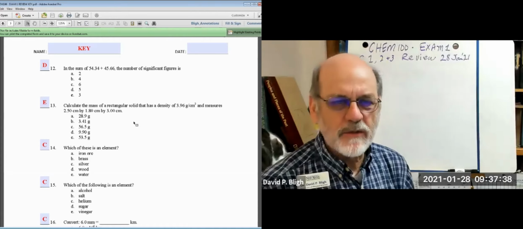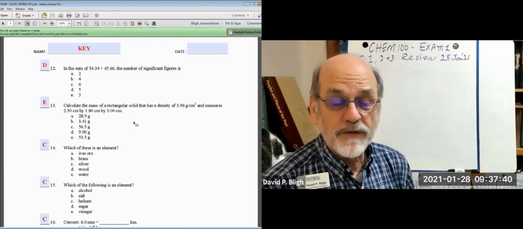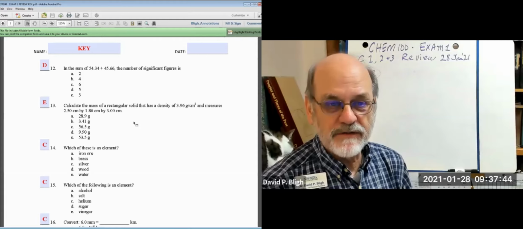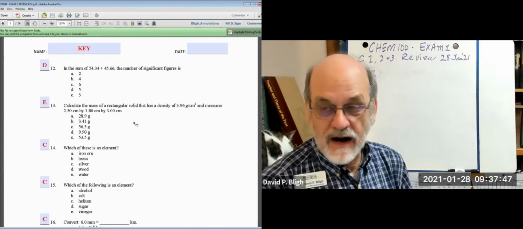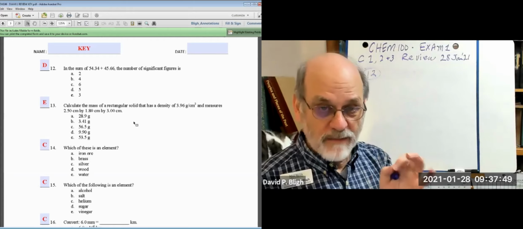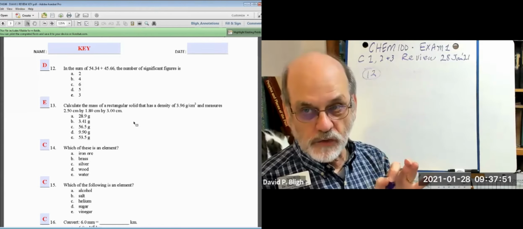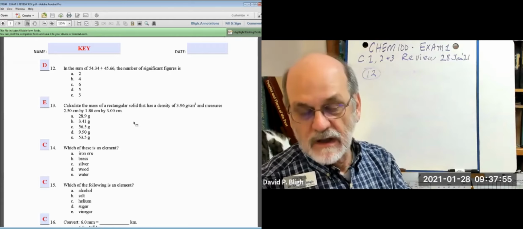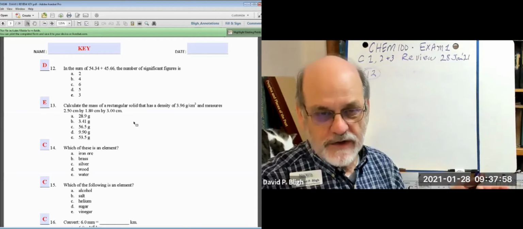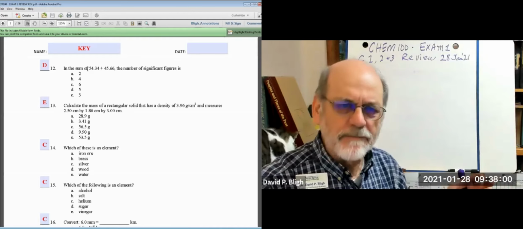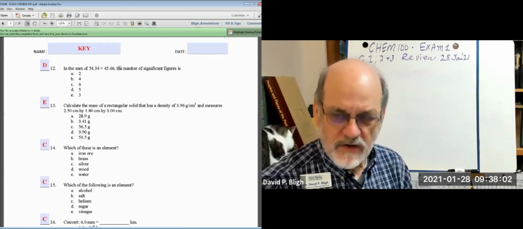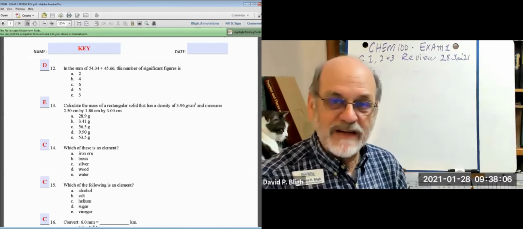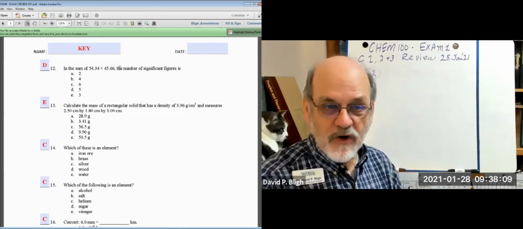So what's question number 12? In the sum 54.34 plus 45.66, the number of significant figures is... All right, this requires you to remember the add/subtract rules for significant figures. The temptation, and students do this all the time, is to say, okay, they both have 4 significant figures, so the answer must have 4 significant figures. But that's the multiply/divide rule. The add/subtract rule is different.